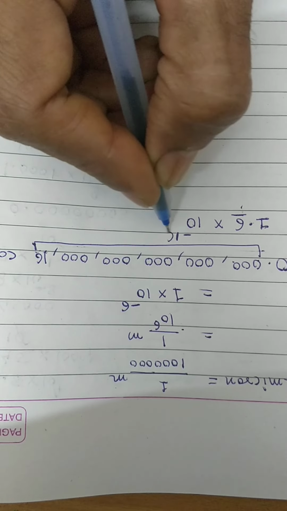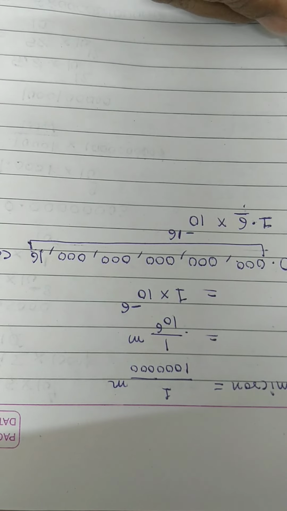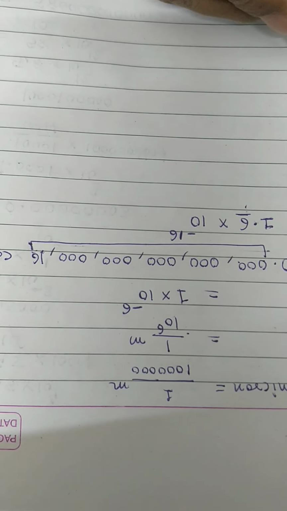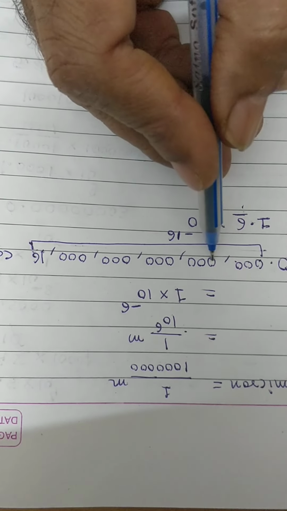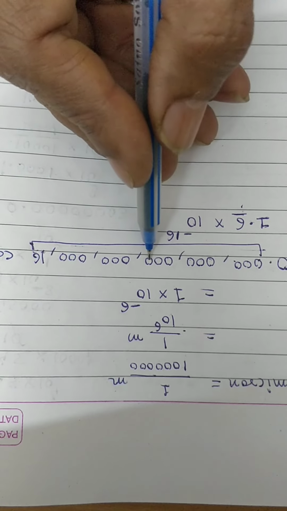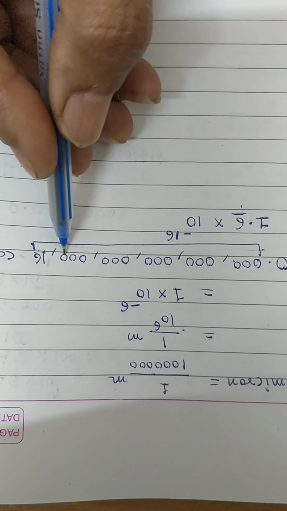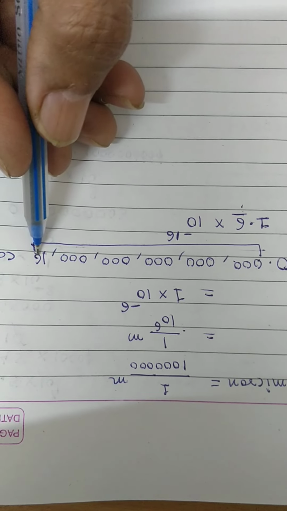So 16 decreased, that means 10 raised to minus 16. Okay, 10 raised to minus 16. Okay, here 1 2 3 4 5 6 7 8 9 10 11 12 13 14 15 16 17.